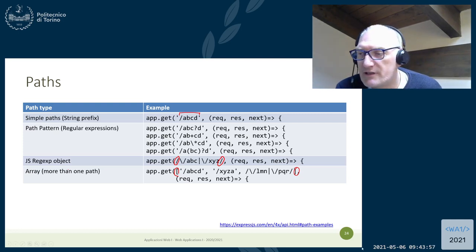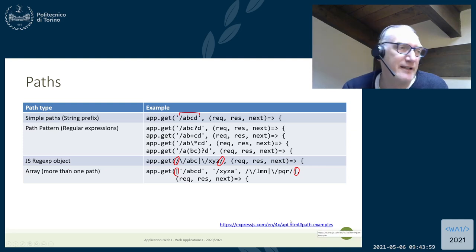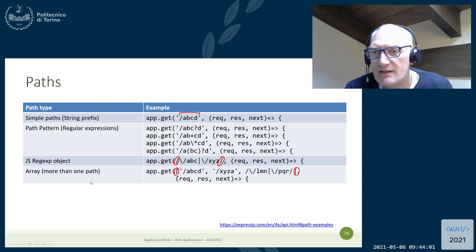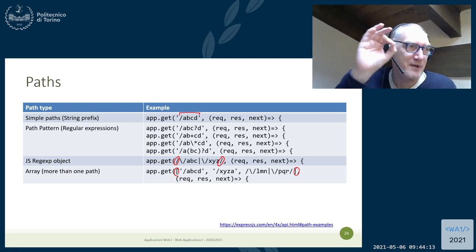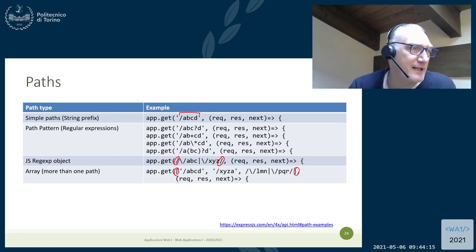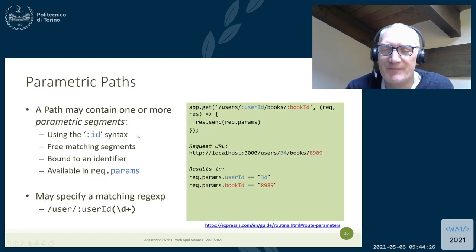So we have all this. If you go to this link here, you see all the possibilities for how to specify a path. My suggestion: don't try to be very fancy. Try to have very clear and distinct URLs, so that it's very easy to understand which method is called from a given URL. Otherwise, it will also be a nightmare to debug when something goes wrong, if you become too complex, too clever, say with the regular expressions.